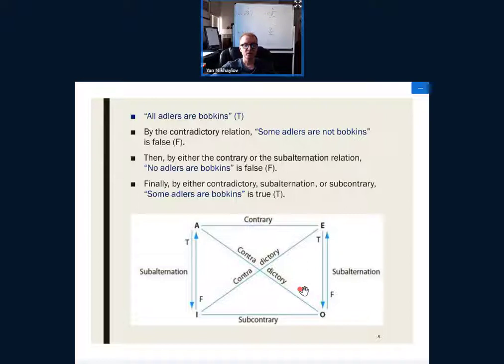But like I said, not always, because if you are given "all Adlers are Bobkins" false, then these two cannot both be true, right? Can this one be true? Yes. Can it be false? Yes. So then that does not give you this answer. So if this is false, this one is true, but that's about all. You cannot say anything about this one or this one. However, well, that is better than nothing, right?